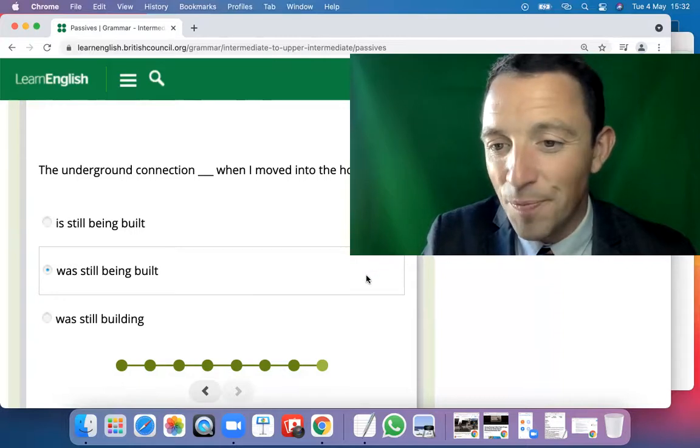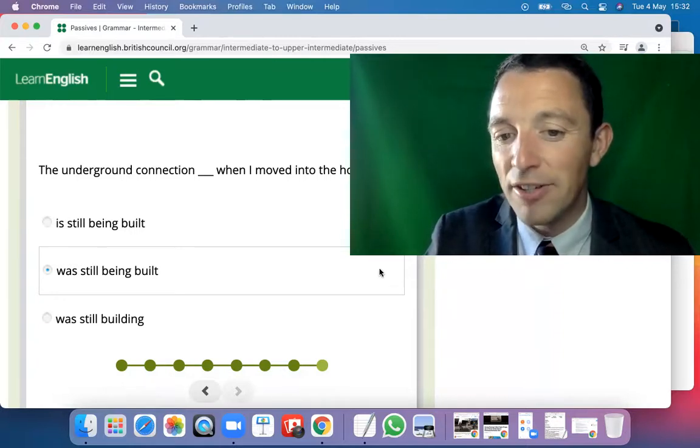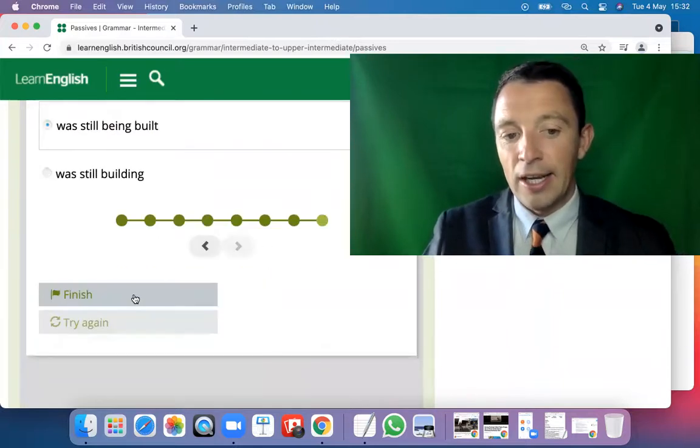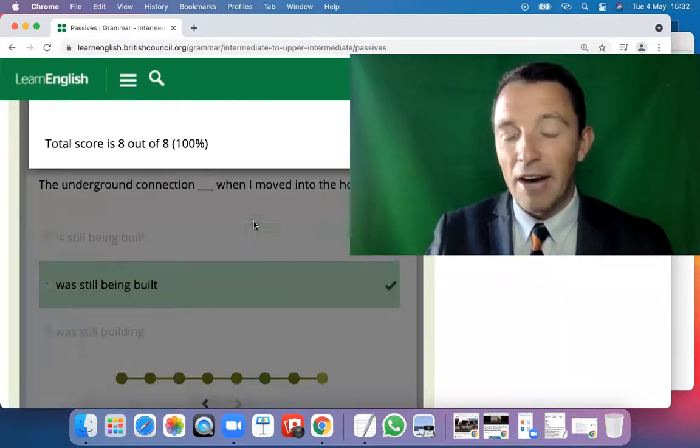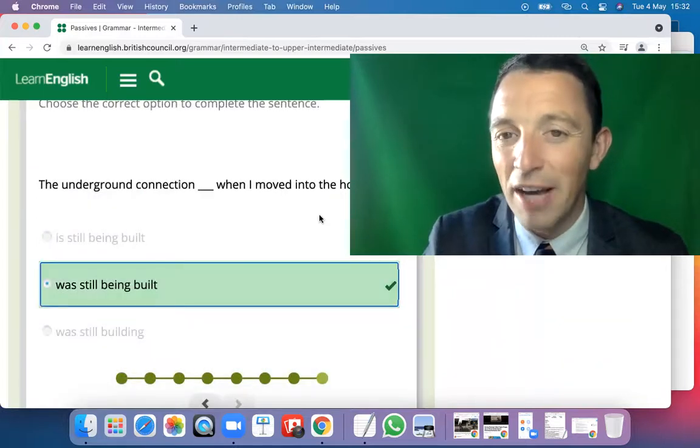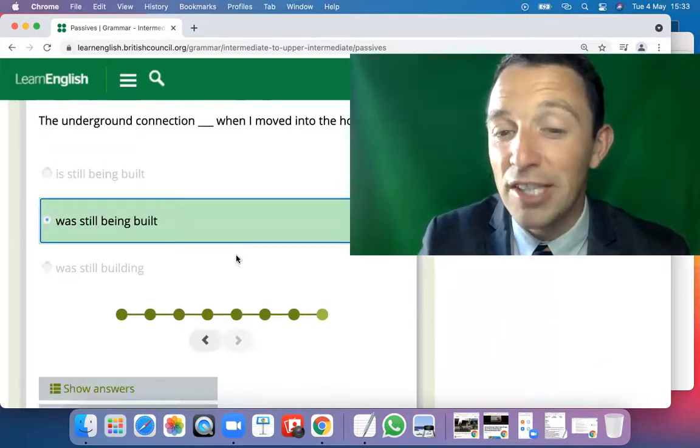And of course, I think we may have some errors. It's a possibility, but let's check the answers just to be sure. And we have 8 from 8. Phew, thank you. So it is possible we have some errors, but that's very good. So that's the first exercise.